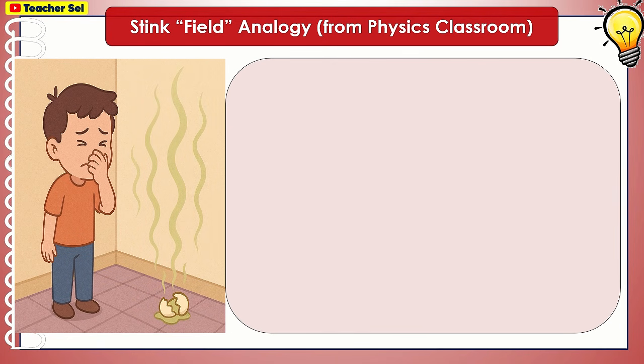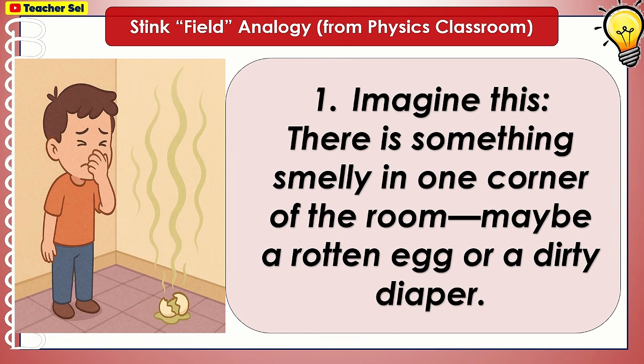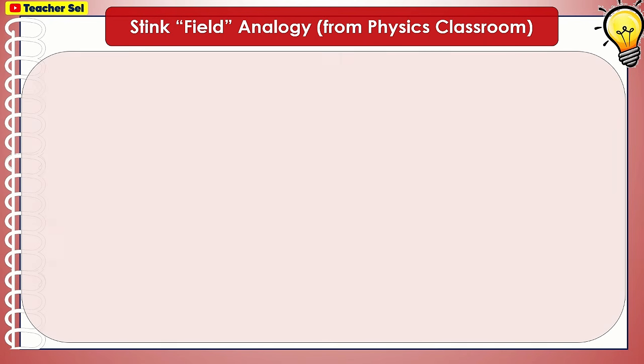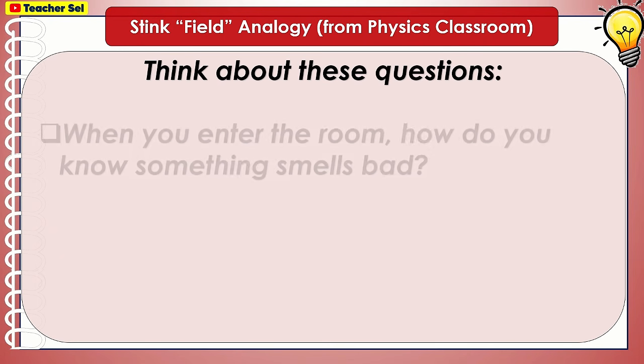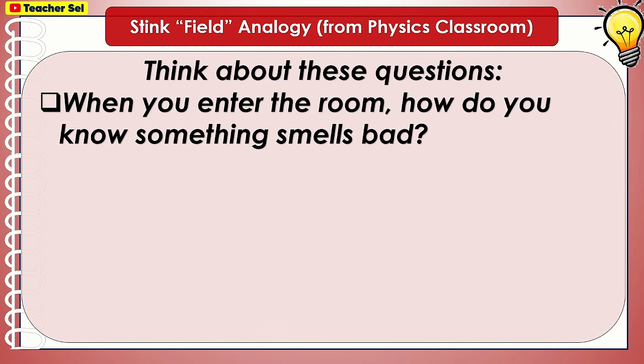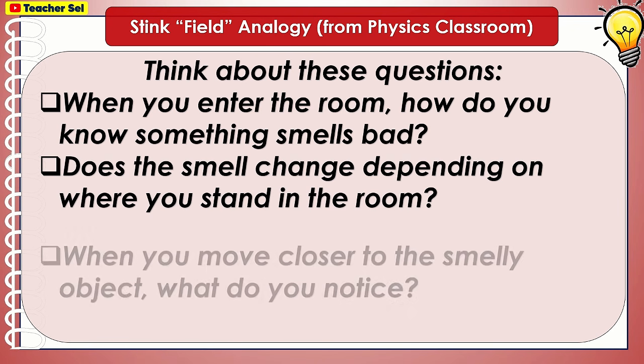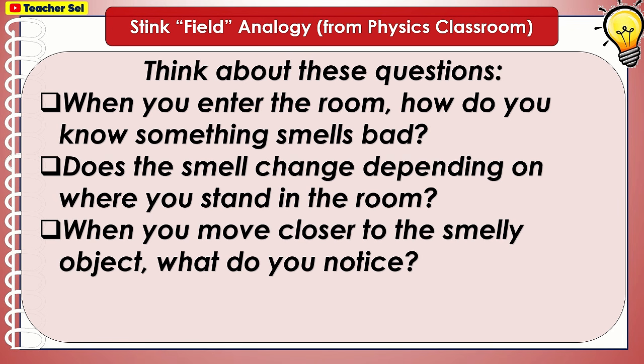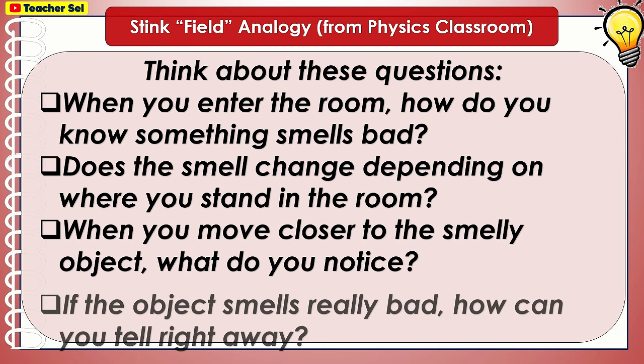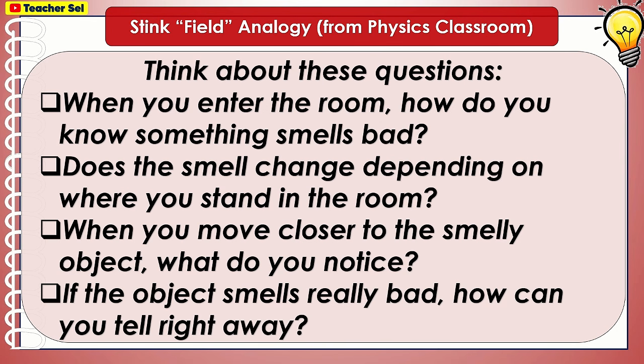Stink field analogy from The Physics Classroom. Imagine this. There is something smelly in one corner of the room. Maybe a rotten egg or a dirty diaper. Think about these questions. When you enter the room, how do you know something smells bad? Does the smell change depending on where you stand in the room? When you move closer to the smelly object, what do you notice? If the object smells really bad, how can you tell right away?